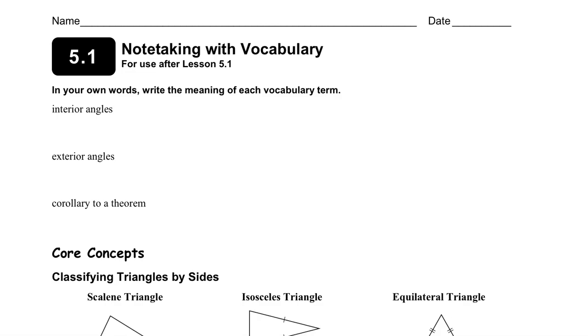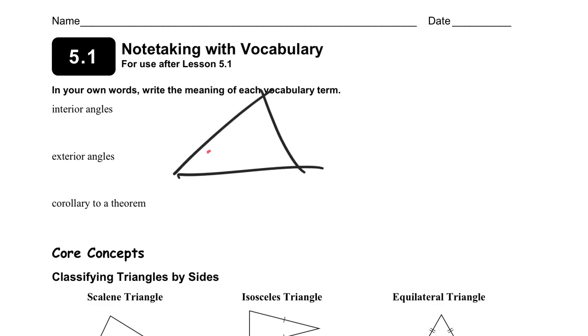We are in our first lesson in Unit 5, and we're going to talk about some triangles today and some properties of them. First, let's have some vocab, an interior and exterior angle. So I'm just going to quickly draw a triangle here. So here's my lovely triangle.